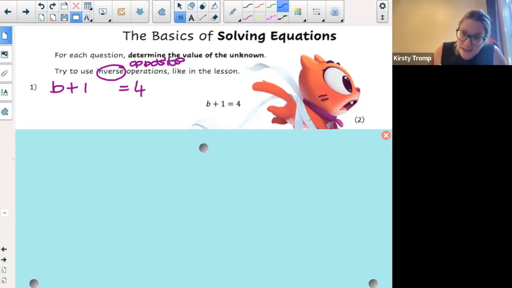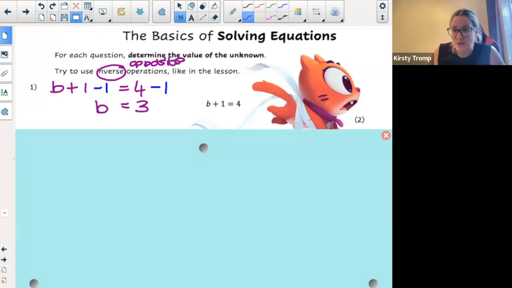How do we get rid of plus 1? We're going to minus 1. Whatever we do to the one side, we must do to the other side. So on this side, plus 1 minus 1, we're left with b. And 4 minus 1, we're left with 3. And is that true? 3 plus 1, does it give you 4? Yes, it does. Okay, so that's what we're going to be doing.